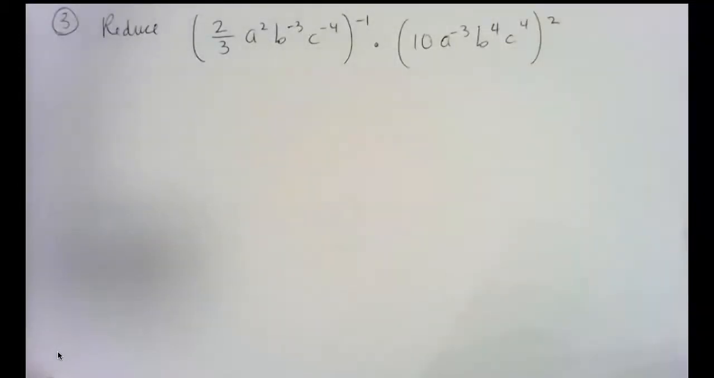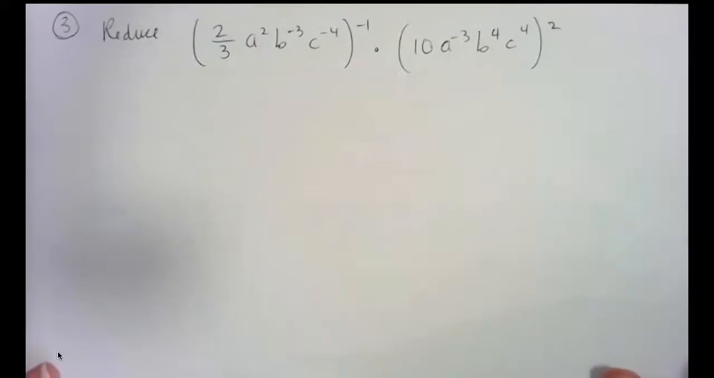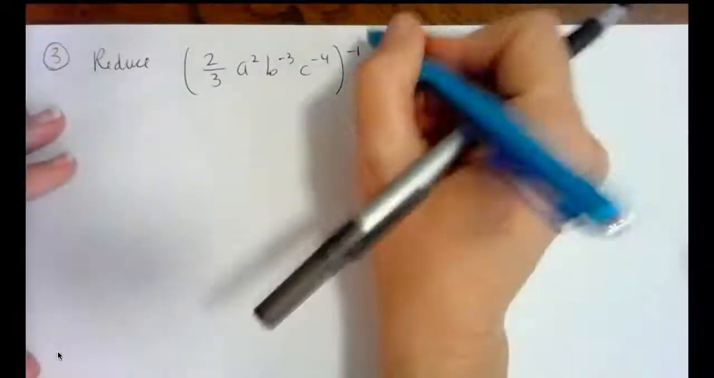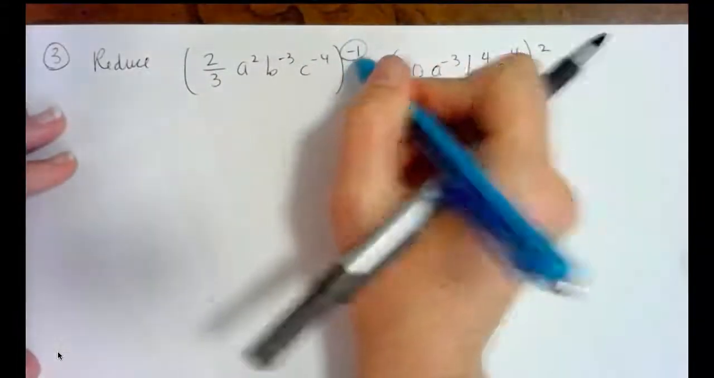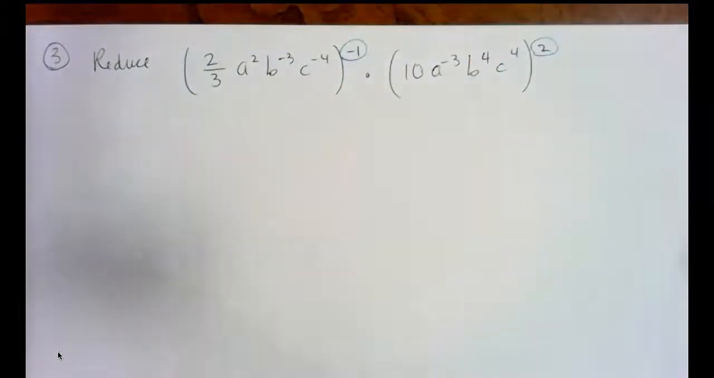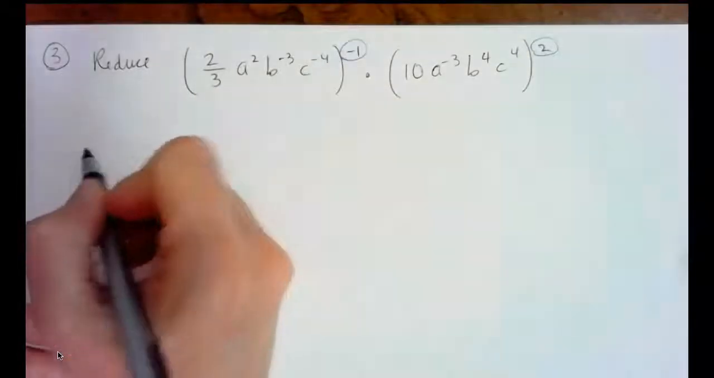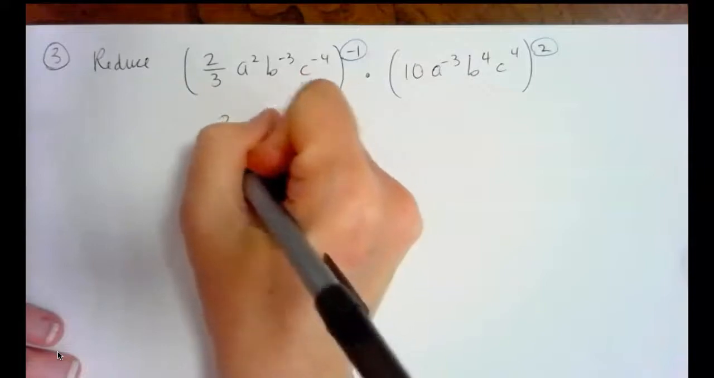Number two, we are going to reduce using properties of exponents. So first thing we're going to do is utilize the exponents that are on the outside by order of operations. A negative exponent simply makes a reciprocal. So 2/3 to the -1 becomes 3/2.